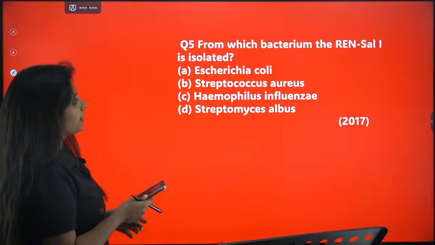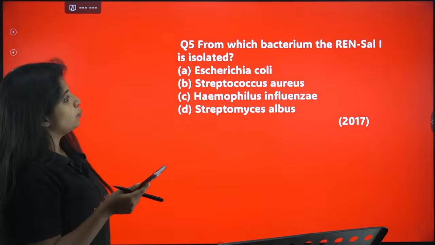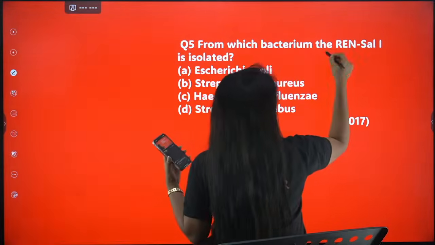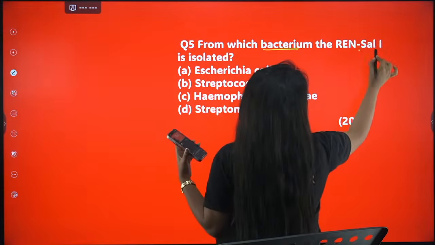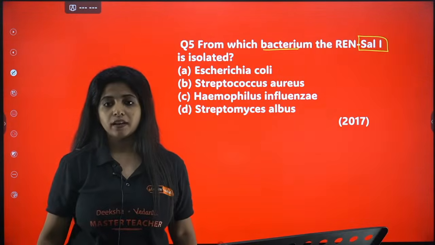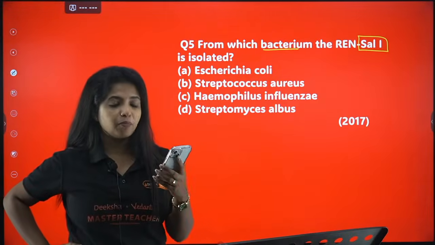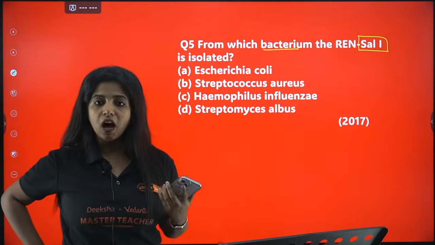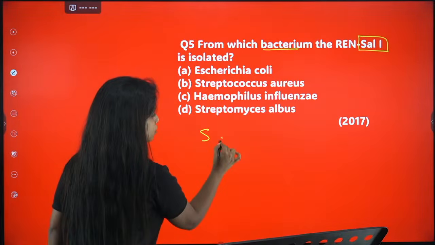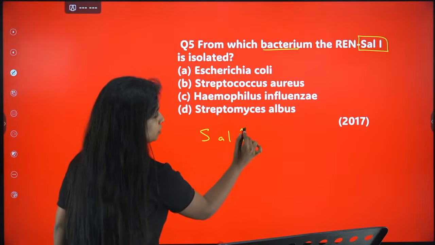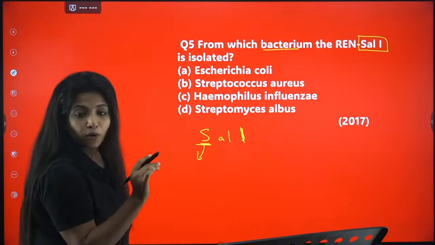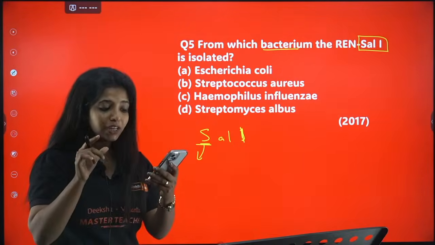From which bacterium is the restriction endonuclease SalI isolated? You have been asked from which bacteria this enzyme SalI is isolated. Now, how do you understand that? Ma'am, I have not studied SalI like that, how can I know? So, my dear children, how do you name the enzymes? You name the enzymes according to one formula: the first letter stands for the generic name, or the genus name.